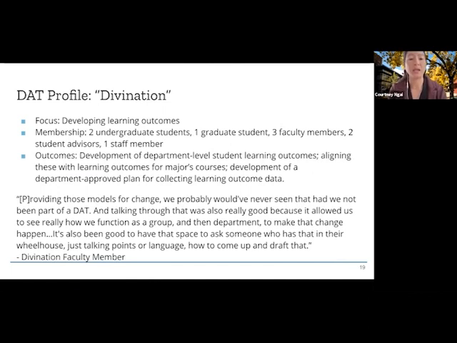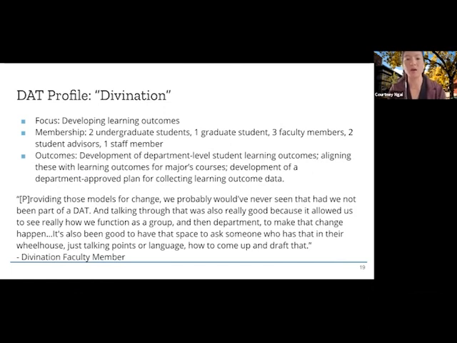And I think the quote exemplifies that when one of the DAT members said, providing those models for change, we probably never would have seen that had we not been a part of a DAT. And talking through that was also really good, because it allowed us to see how we could function as a group and then department to make that change happen. It's been good to have that space to ask someone who has that in their wheelhouse, just talking points or language, how to come up and draft that.